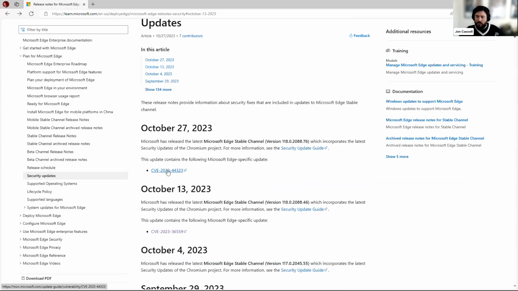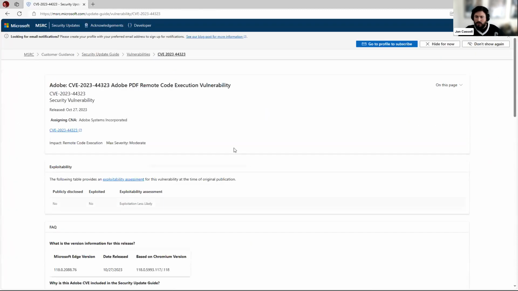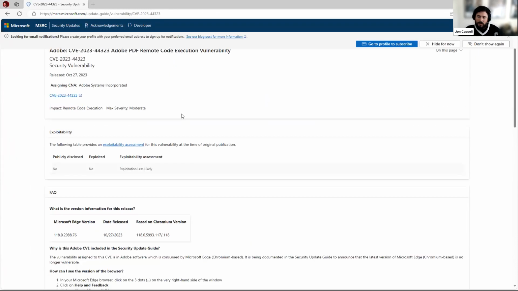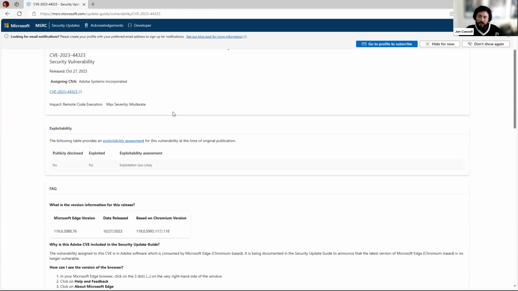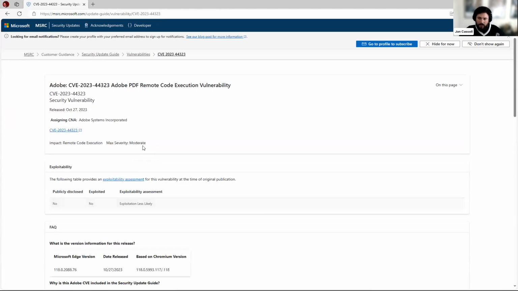Just to speed things up, there was another Edge-specific vulnerability on the 27th. It's Adobe specific. I didn't get a CVSS score from their information, but Microsoft did say it's a moderate vulnerability. Exploitation also less likely, but if you do happen to be using Adobe PDF in conjunction with Edge, be sure to update. That's probably all I'm going to focus on with Edge today.